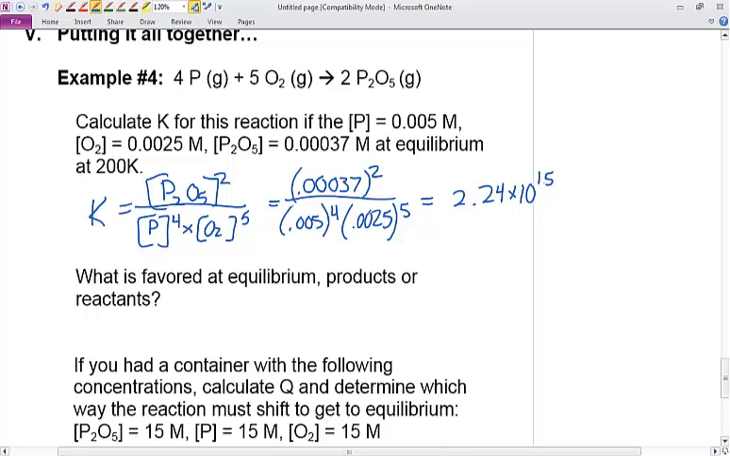What do you think is favored? Is it more towards the products or reactants? Well, if K is bigger than 1, and this one's way bigger than 1, that means you've got a whole bunch of products.